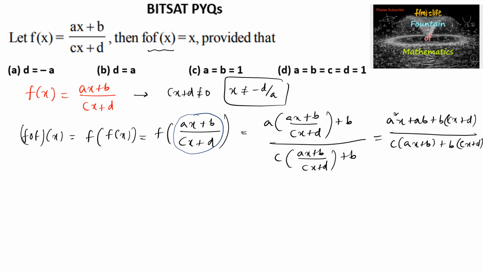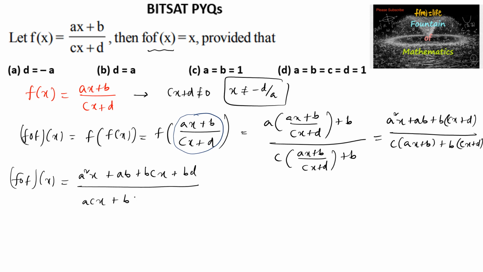The cx plus d in numerator and denominator gets cancelled, and on simplification, f circle f of x is equal to a square x plus ab plus bcx plus bd, divided by acx plus bc plus bcx plus bd.